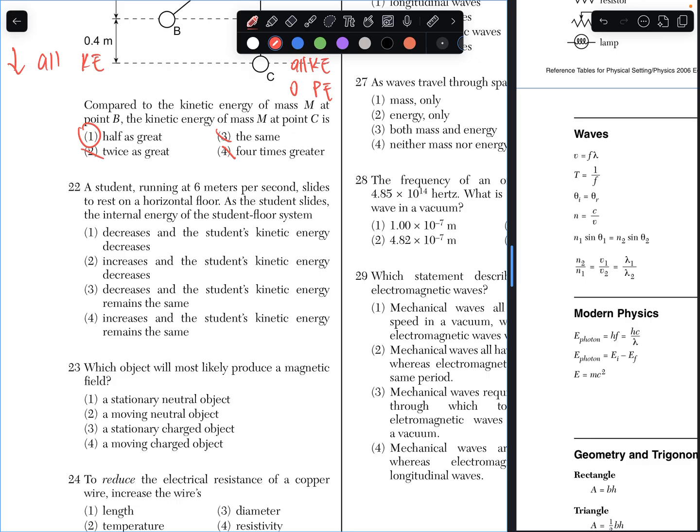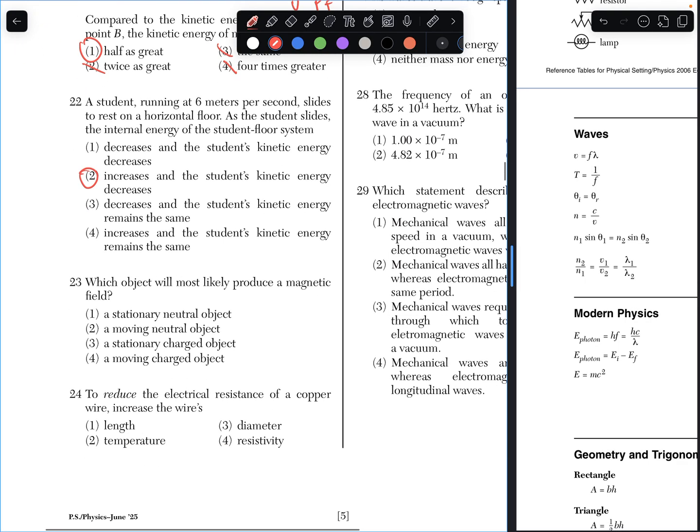Where does the energy go? Energy dissipates, and this is what we call internal energy. So the internal energy would increase, which could be sound or heat, and the kinetic energy would decrease until it becomes 0, so that the student would slow down and eventually come to a stop. So the answer is choice 2.